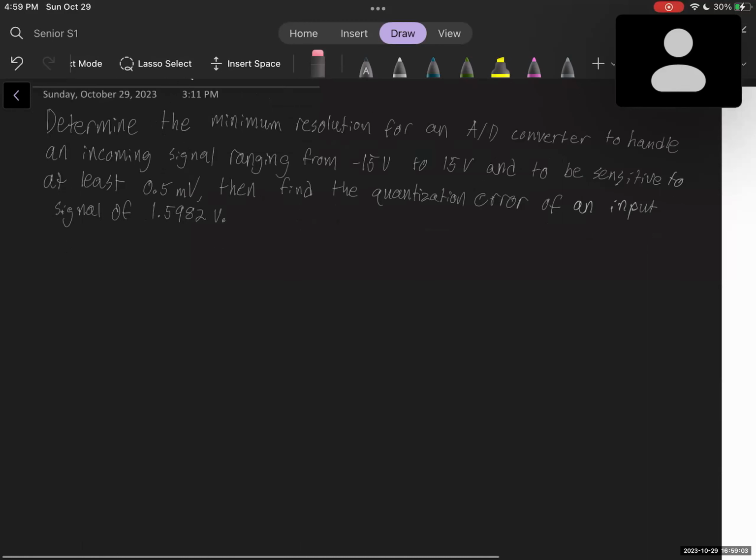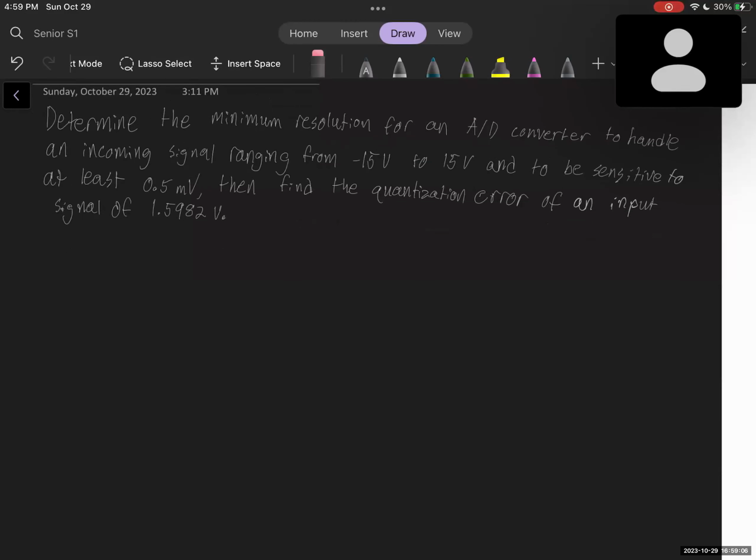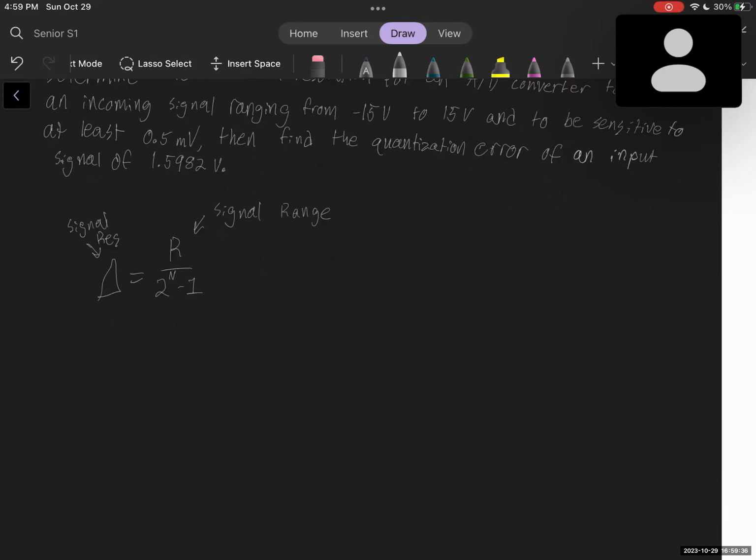The first step with any of these kinds of problems is we're going to go to this equation where delta is equal to R over 2 to the power of n minus 1. Delta is going to be our signal resolution. R is our signal range. And this n is what we are trying to solve for here, which is the bit resolution, or commonly just referred to as the resolution.